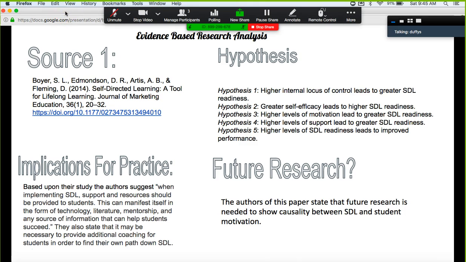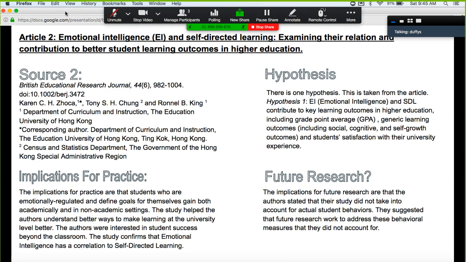So based upon these findings, the authors had this implication for practice. All right. So implications for practice. My apologies, my computer is freezing.